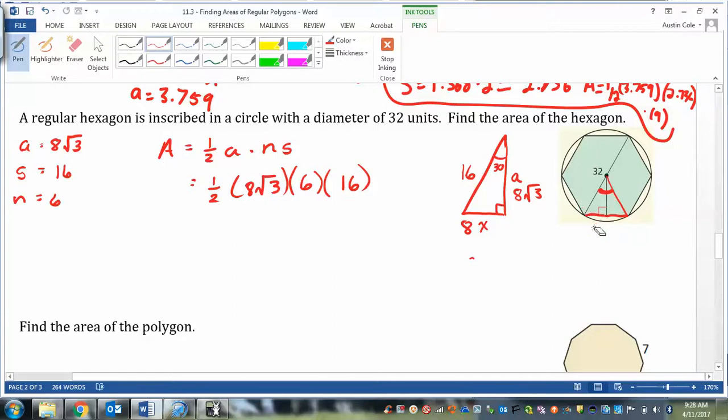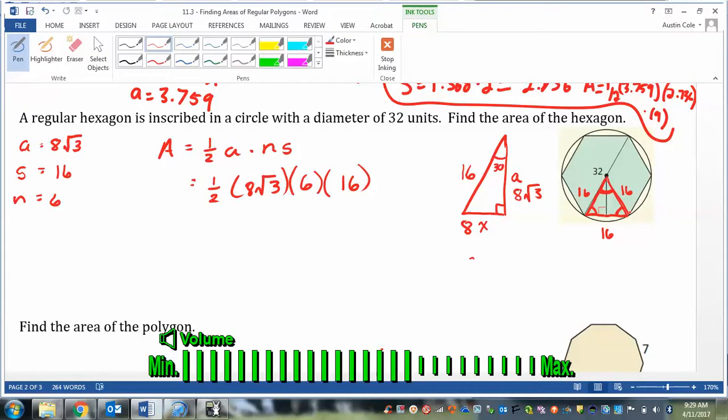If this is 16, wasn't this 16? Which means that's 16. Is that right? Is that right or not? What's this angle, guys? 60. What's this angle? 60. That's an equilateral triangle. All the sides are 16 because all the angles are 60.